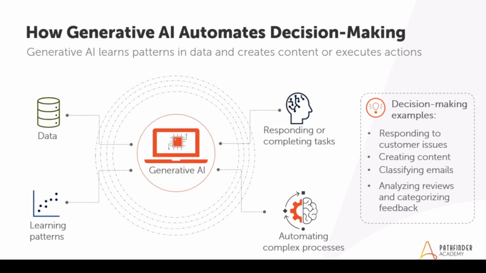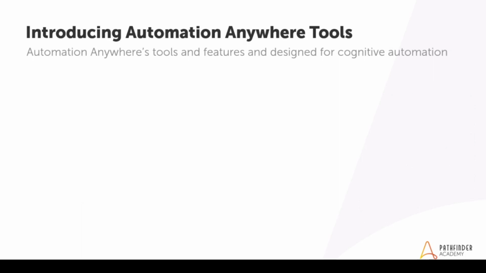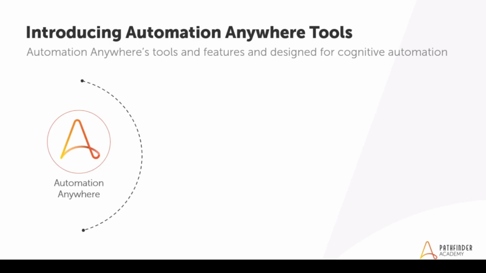Now, generative AI automates decision-making by learning patterns and relationships within data and generating appropriate responses or actions. In the context of Automation Anywhere, it can be used to automate complex decision-making processes, such as customer support, responding to customer inquiries, troubleshooting issues, and generating support tickets.